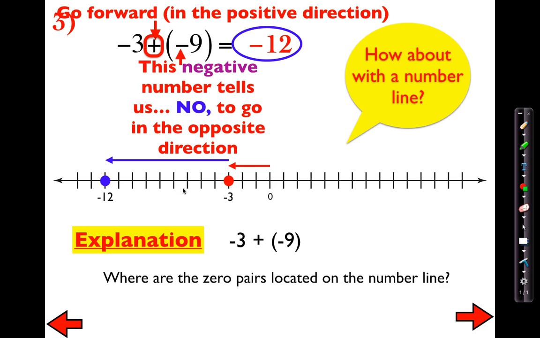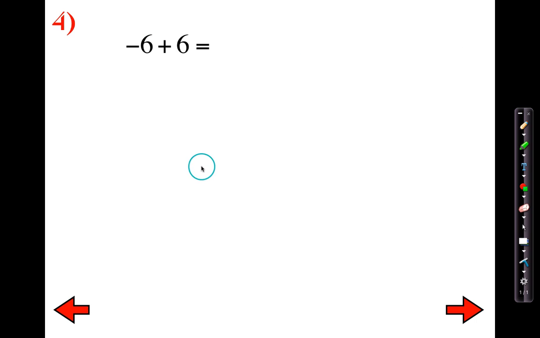But real quick, how many 0 pairs were located on this number line? Let's remember, 0 pairs are located when there's an overlap. Was there any overlap with these 2 lines? The answer is no. So guess what? There are 0 pairs. So for number 4, first thing we're going to do is go with symbols.